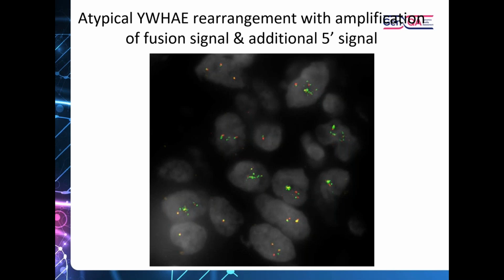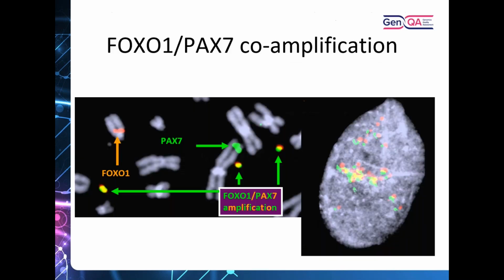So sometimes you'll get things that you're not expecting as well. This was a YWHAE FISH test we did a couple of years ago. So you've got amplification of the fusion signal. It also got an additional 5' signal. And then another example here. This was a FOXO1 PAX7 co-amplification. So you can get this in an alveolar rhabdomyosarcoma.